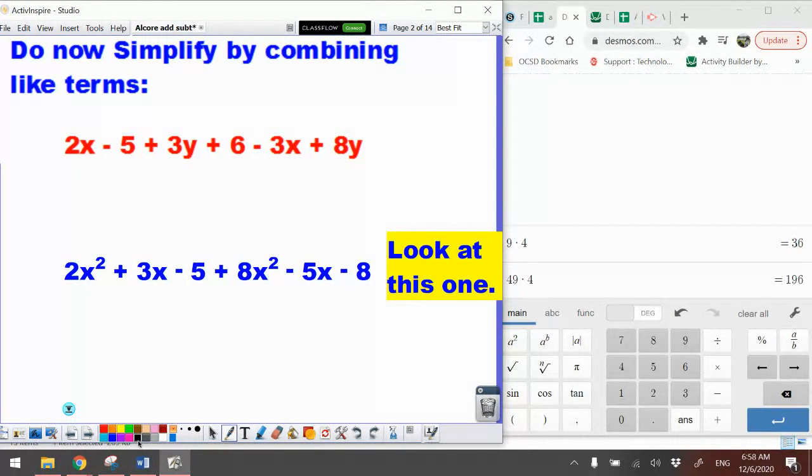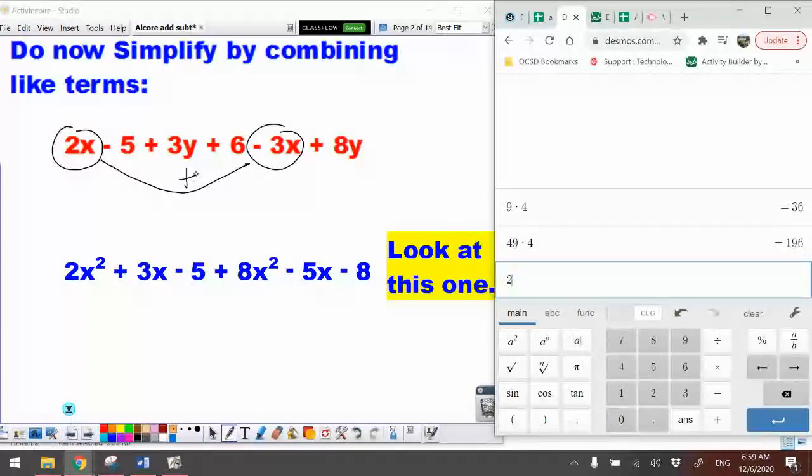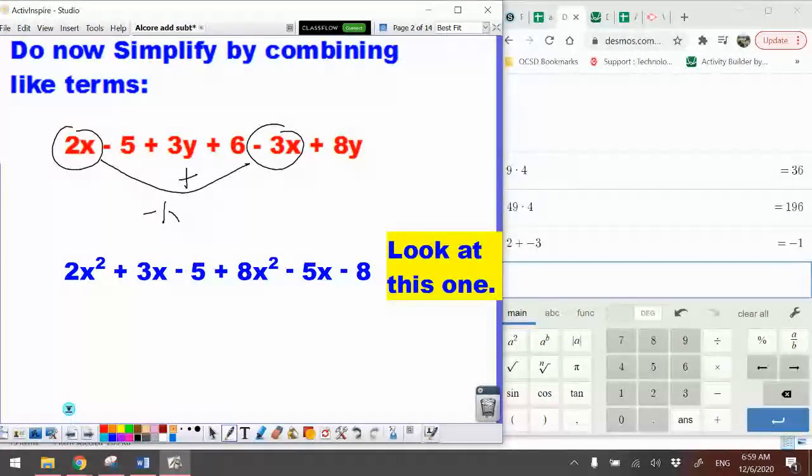Now we know that when we're putting things in order, we put them in order by variables that are the same, and they are written alphabetically according to power. Okay, so if I start looking at this, I have x's, y's, and numbers. So I want to start by putting my x's together. So I have a 2 and a -3, and remember, we're going to add these. So 2 plus -3 is going to give me a -1. So that's a -1x.